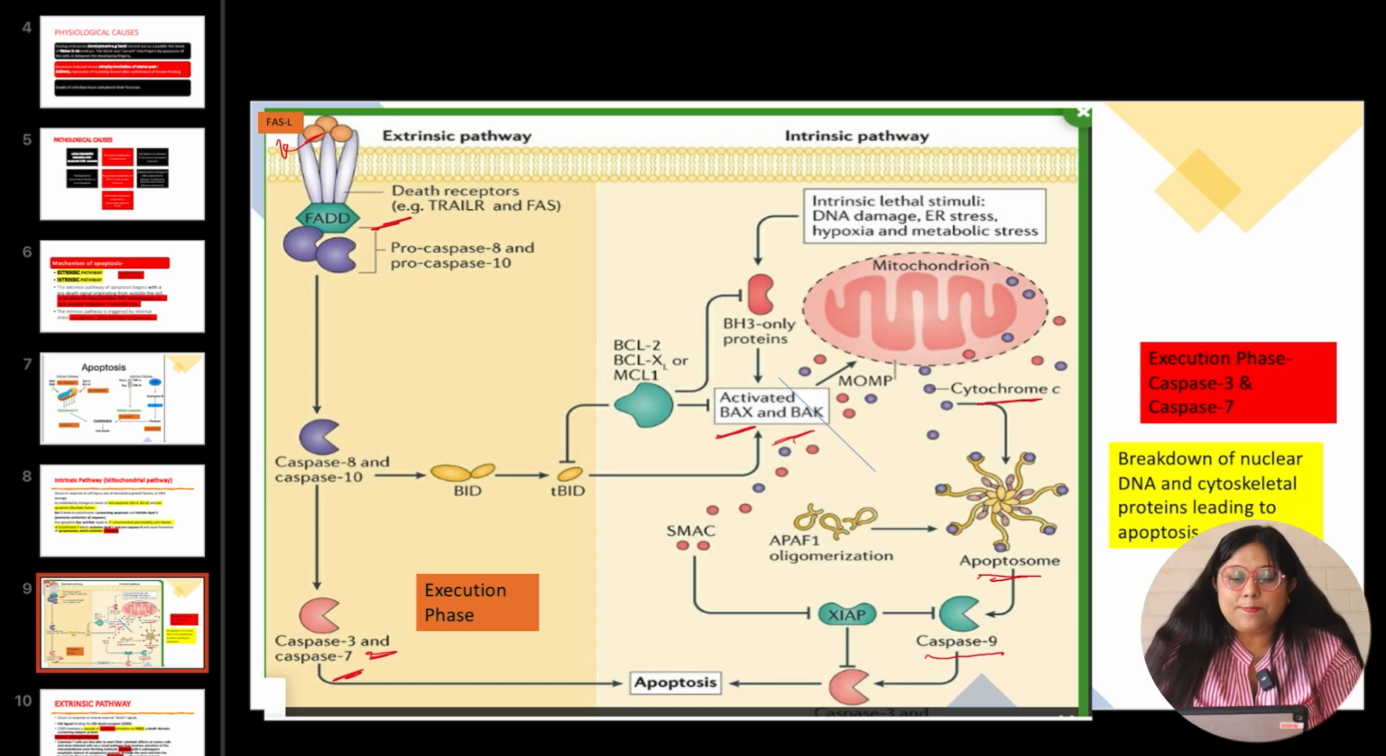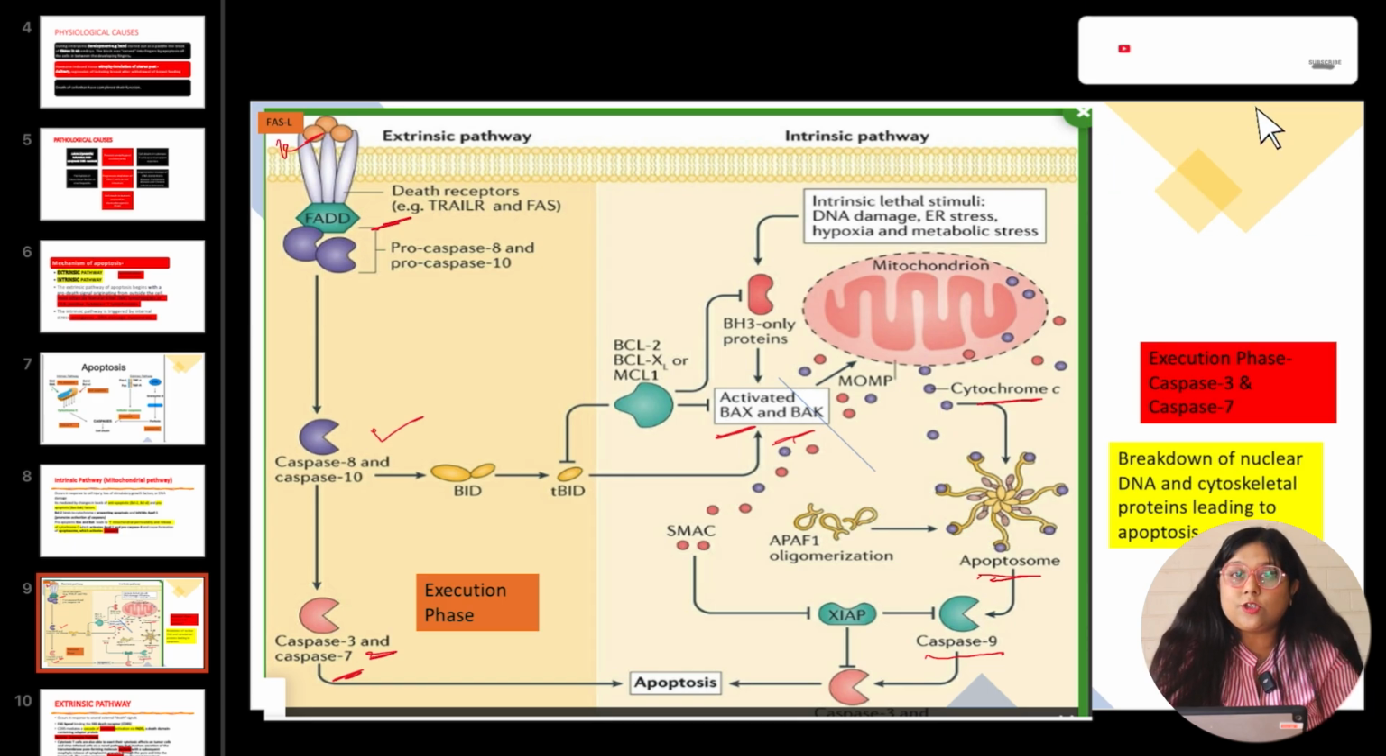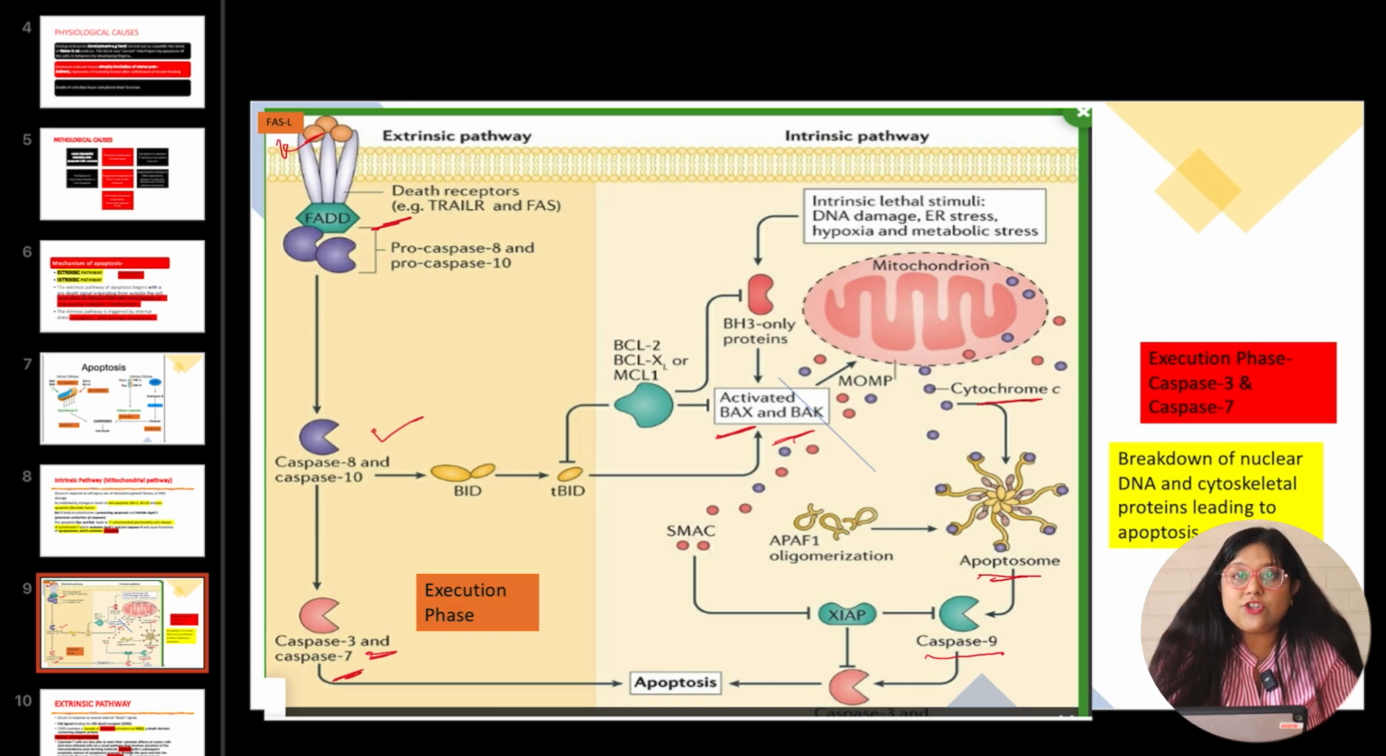So in the extrinsic pathway, as you can see, there is binding of the Fas ligand to the Fas receptor, and multiple Fas ligand and Fas receptor complexes come and bind with this death domain, which is also known as FADD. This causes conversion of procaspase 8 into caspase 8, and this caspase 8 is the initiator caspase in the extrinsic pathway. And what will happen after that?